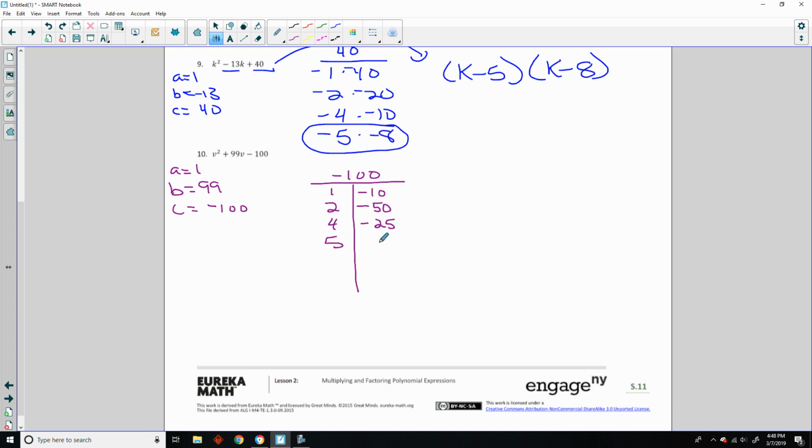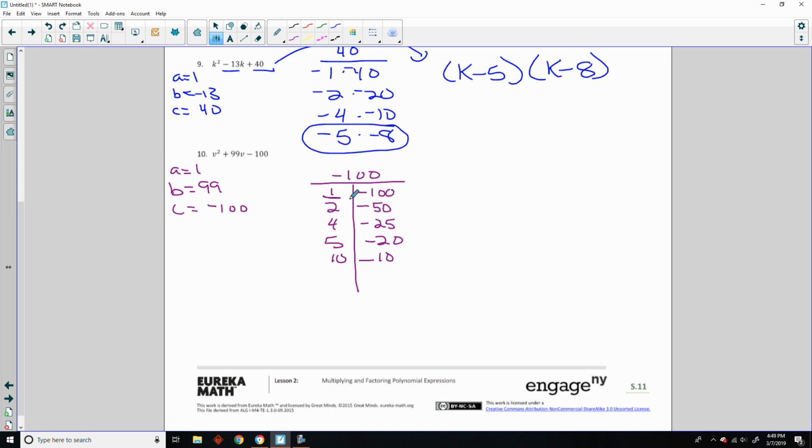Five, negative 20. 6 won't go, 7 won't go, 8 won't go, 9 won't go. 10 times 10 is 100. Okay, well, positive 1 plus a negative 100 is negative 99. So all of these won't work.